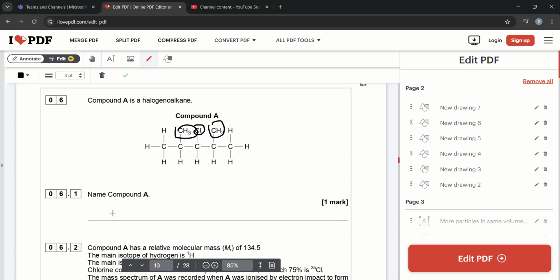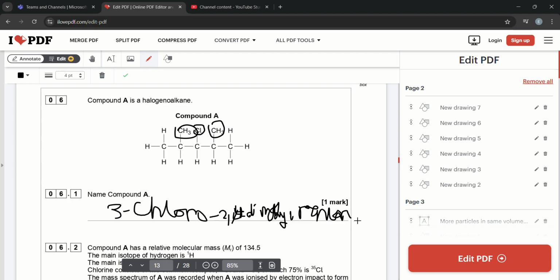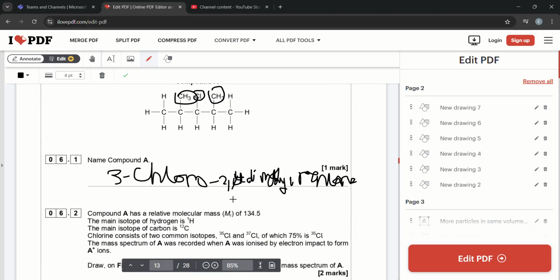It's going to be 3 chloro, dash, 2, 4 dash di, because there's 2 of them, 2, 4 di. What is it? It's a methyl. And what's the longest carbon chain? 5. So it's pentane. Pretty hard one. 3 chloro 2, 4 dimethyl pentane.